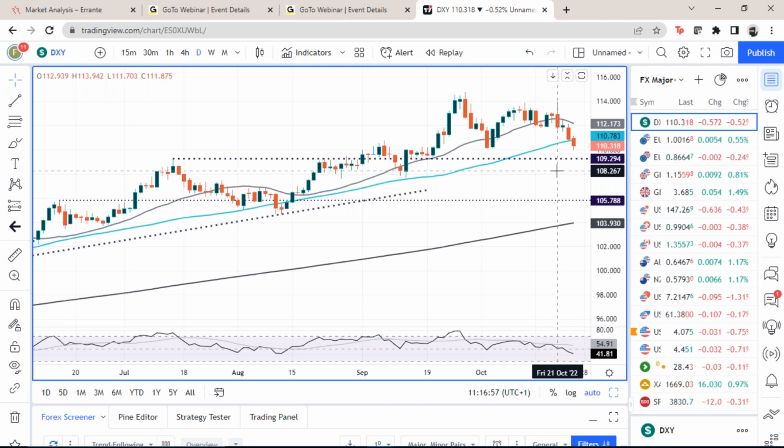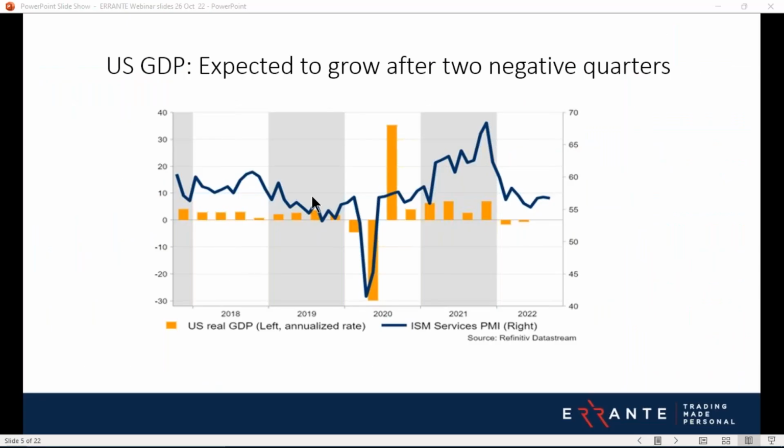Just checking out some data for this week. There are a couple of important numbers for the US, but probably none will likely change the market's forecast for the 75 basis point increase, the rate hike next week. We do have US GDP, that's expected to grow after 2 negative quarters.